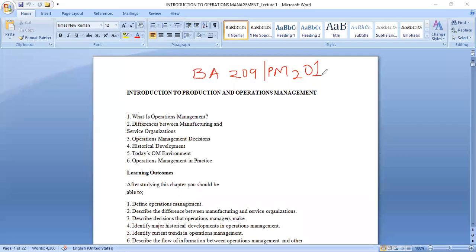All right, so let's look at the introduction to production and operations management. And this is our chapter overview. We shall be looking at the definition of operations management, the differences between manufacturing and service organization. We shall be looking at operations management decisions, historical development of operations management, and then we shall look at today's operation management environment, and then the operations management in practice.